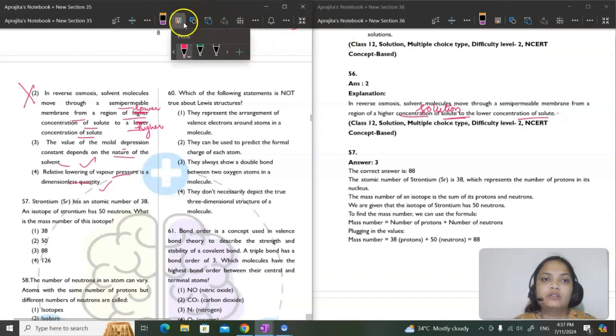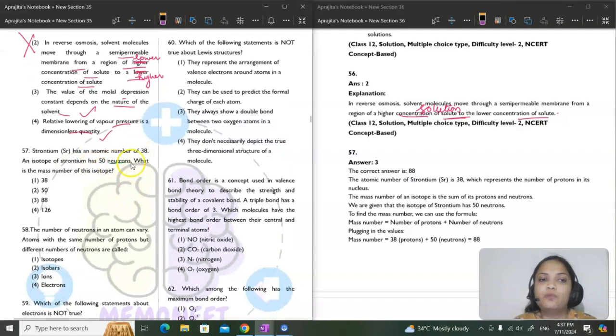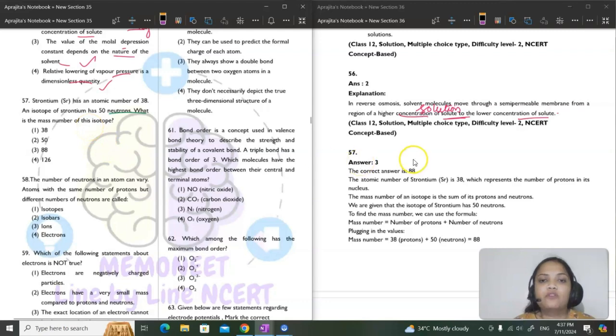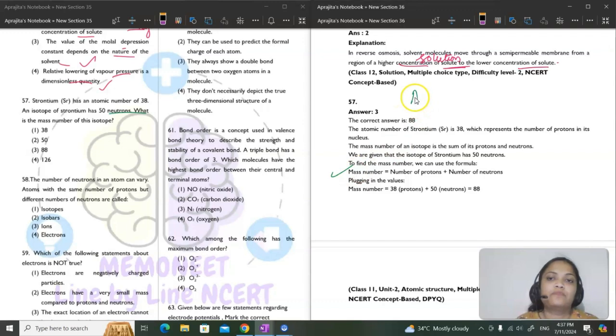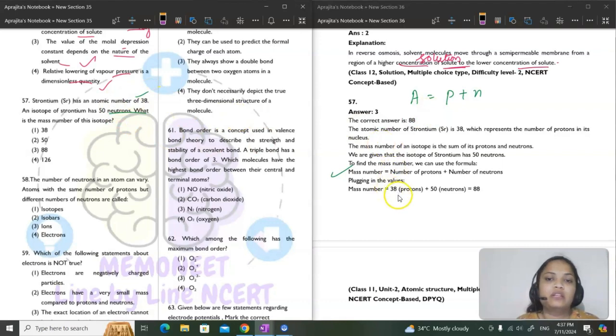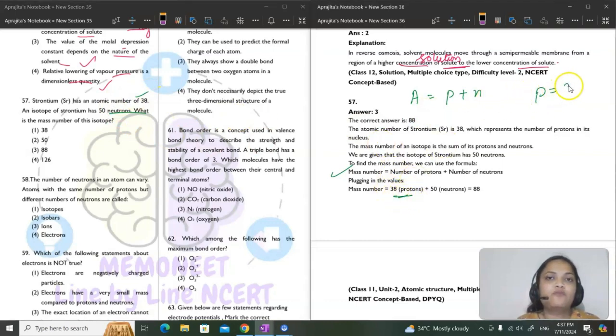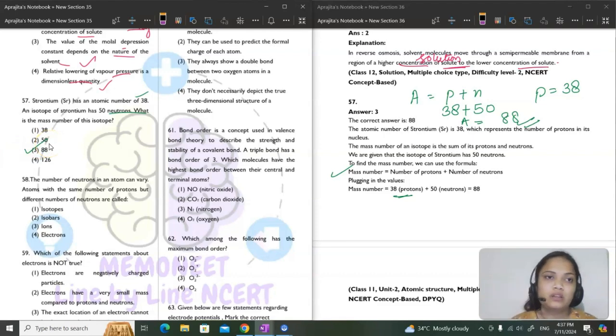Now next question is, strontium has an atomic number of 38. An isotope of strontium has 50 neutrons. What is the mass number of this isotope? This is very simple because, you know students, mass number A is equal to the number of protons plus neutrons. Atomic number 38 means the number of protons will also be 38, and neutrons they have given 50. So it will come out to be 88, meaning the mass number will be 88. The answer is option number 3.